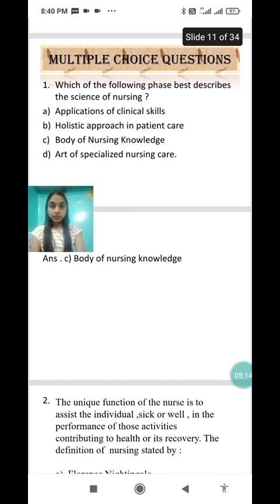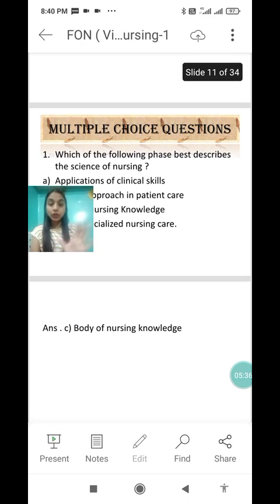So first question, which of the following phrases best describes the science of nursing? Option A, application of clinical skills. B, holistic approach in patient care. C, body of nursing knowledge. And D, art of specialized nursing care. So the right answer of this question is option C, body of nursing knowledge. So science of nursing is best described as the body of nursing knowledge. Okay.